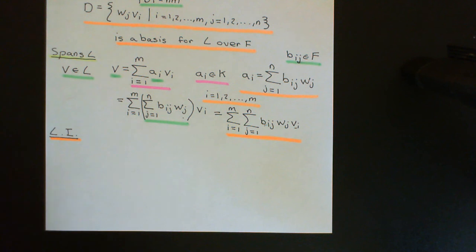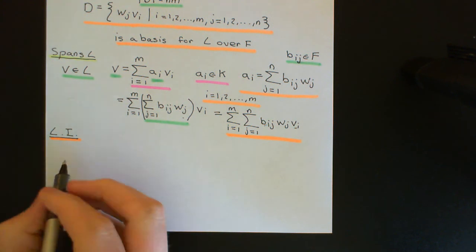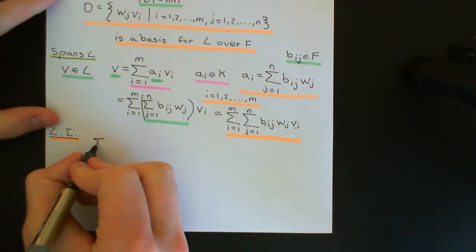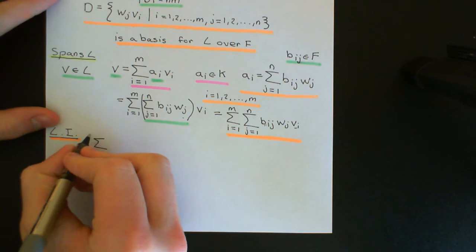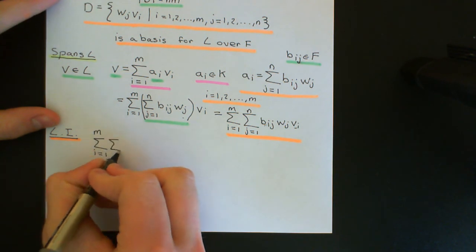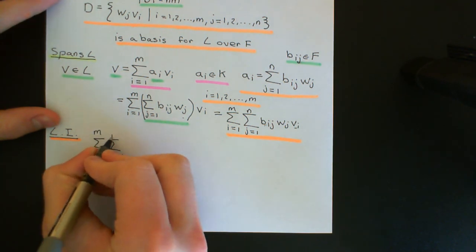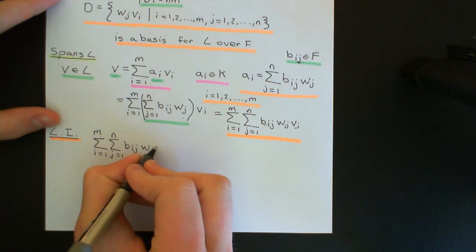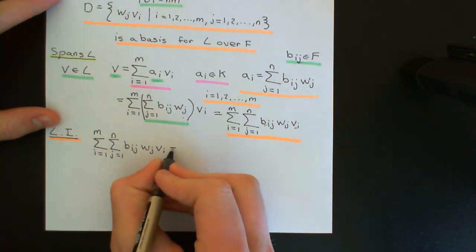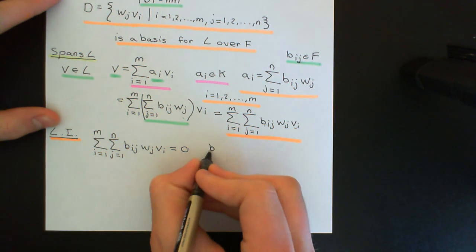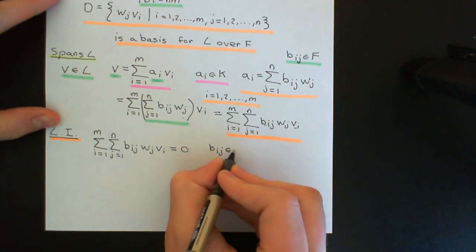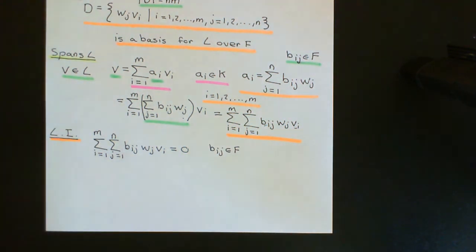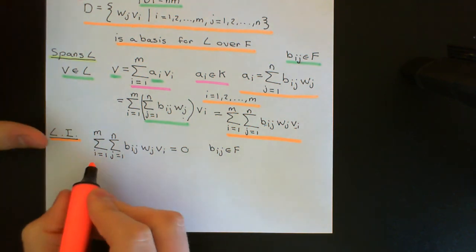So let's suppose that we do indeed have such a linear combination. So we're now going to have the sum from i equal to 1 to m, the sum from j equal to 1 to n of bij, wj, vi, equaling 0, where the bij's are all from the field capital F. So this is just a linear combination of these vectors in this set, my basis to be, and I'm saying that it is actually going to give me 0.